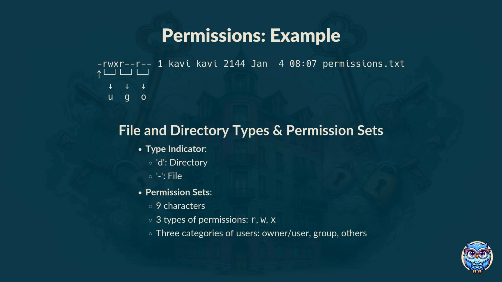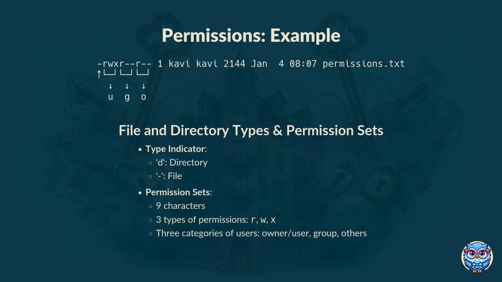The first character, a d or hyphen, indicates if it's a directory or file. The next 9 characters represent permissions, divided into 3 sets of r, w, and x, representing permissions for 3 different categories of users: the owner, the group, and the others.